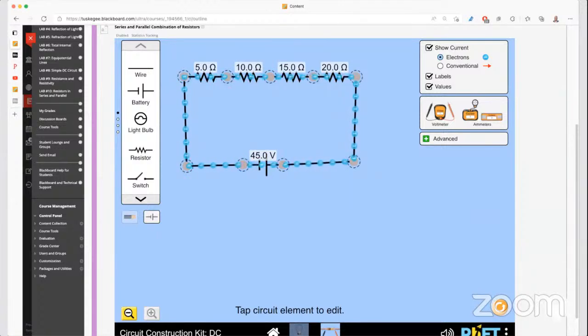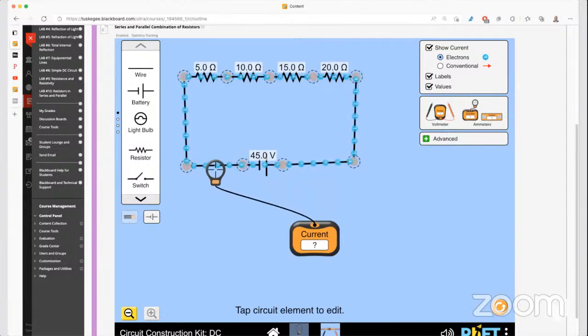Now, how do we measure the current? So drag the current meter. This is an ammeter, and then place the scope on the path. You can see this shows us 0.9 amperes of current coming out of the battery.